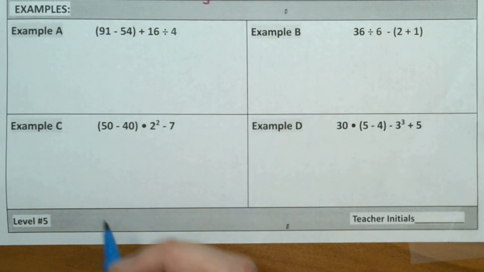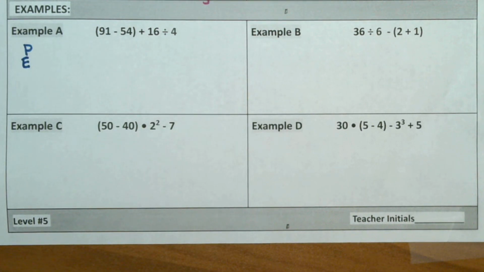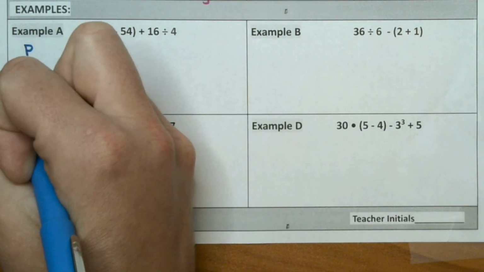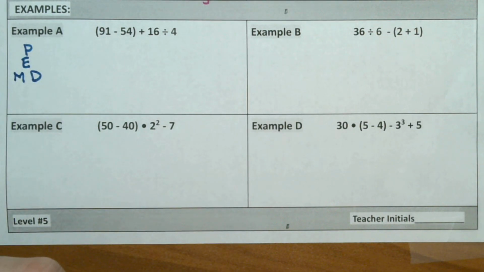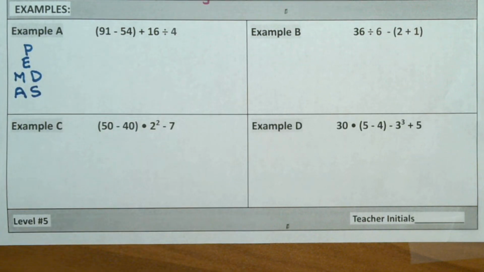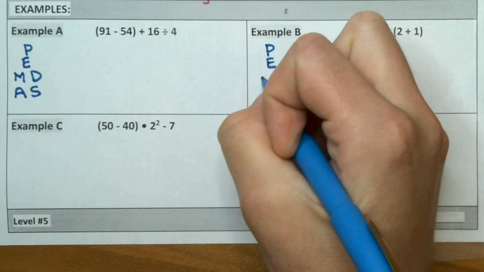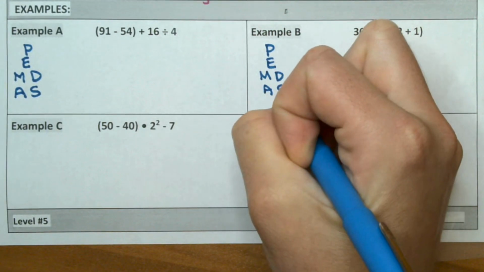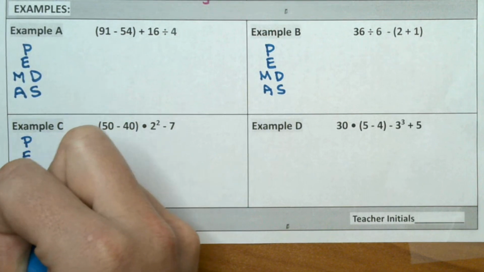So the way we're going to write PEMDAS is P at the top for parentheses, then our second most powerful operation, exponents. Then you're going to write M and D next to each other because multiplication and division are equally powerful. And then you'll write A and S next to each other because addition and subtraction are also equally powerful. I want you to go ahead and write PEMDAS for all of the examples on page 1, A, B, C, and D. Pause the video if you need more time.